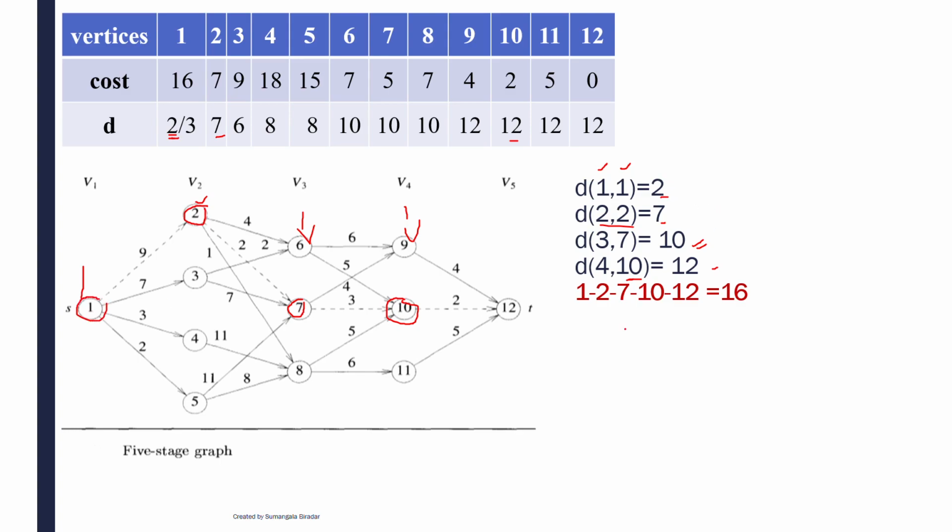So now if I write this one in the form of a path, what values did I get? 1 to 2, then 2 to 7, and next 7 to 10, and next 10 to 12 here. This is the one path you got, with the cost as 16.